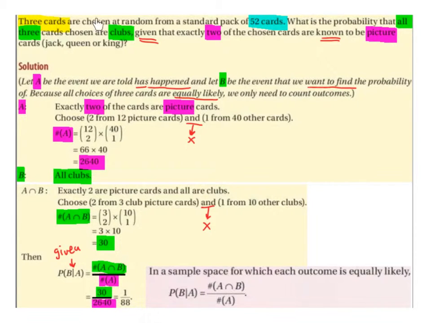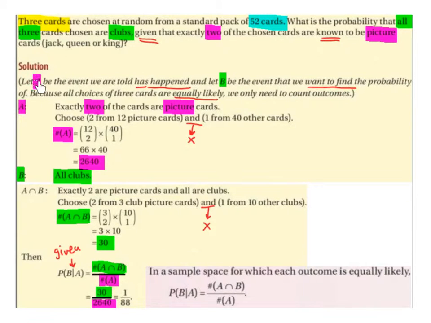3 cards are chosen at random from a standard pack of 52 cards. What is the probability that all 3 cards chosen are clubs, given that exactly 2 of the chosen cards are known to be picture cards? Picture cards being Jack, Queen, or King.